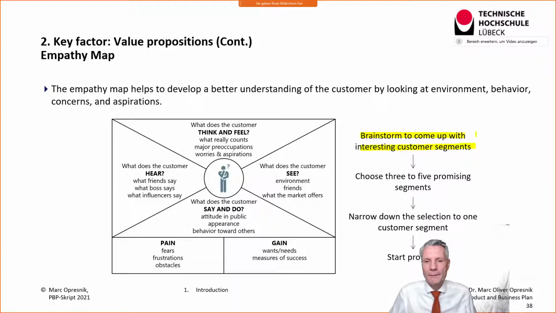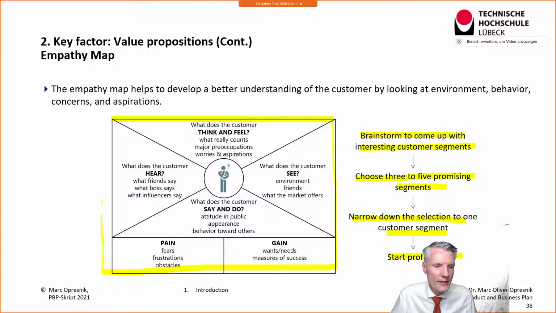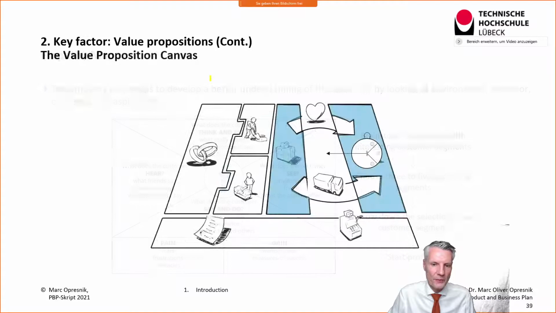So first, try to identify potential customer segments, then choose 3 to 5 promising segments. You cannot choose everything, of course. And then narrow down the selection. And then you need to start a profile. Then you need to look into depth, precisely looking at the empathy map here. And then you can come out with cool innovations nobody ever thought about before. And that is how the digital giants are doing that as well.